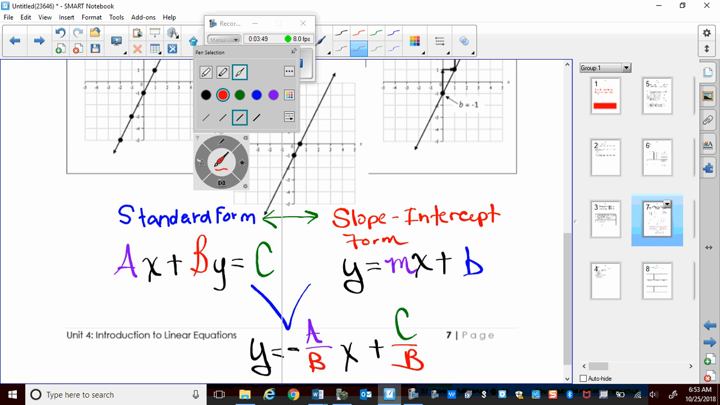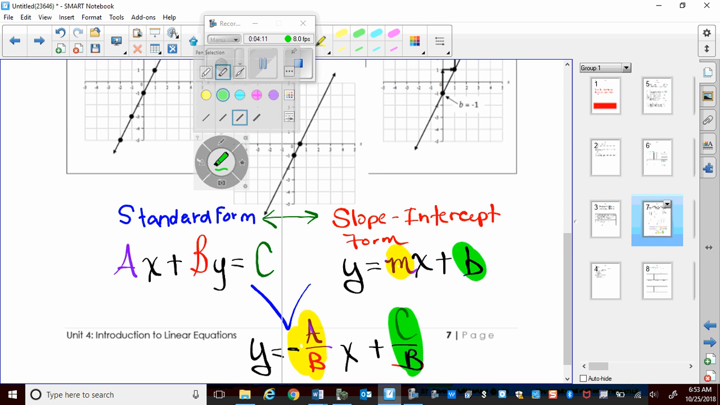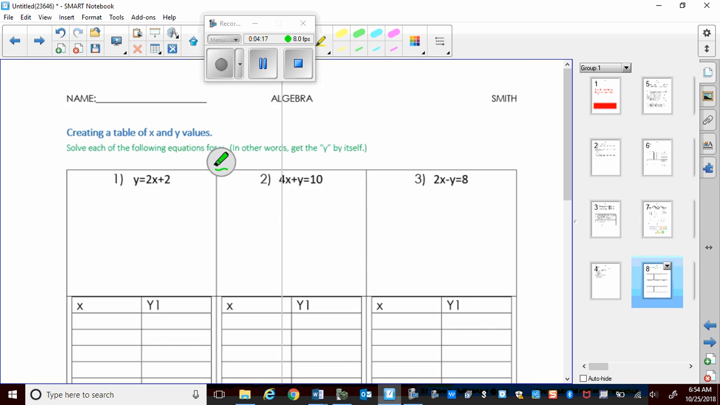Now, what equals what? Well, here this slope is going to be the same as negative a over b. The y-intercept here is going to be the same as big C over big B. So we may use this method to transition back and forth between equations, but we won't specifically focus on that because we know how to solve for y.